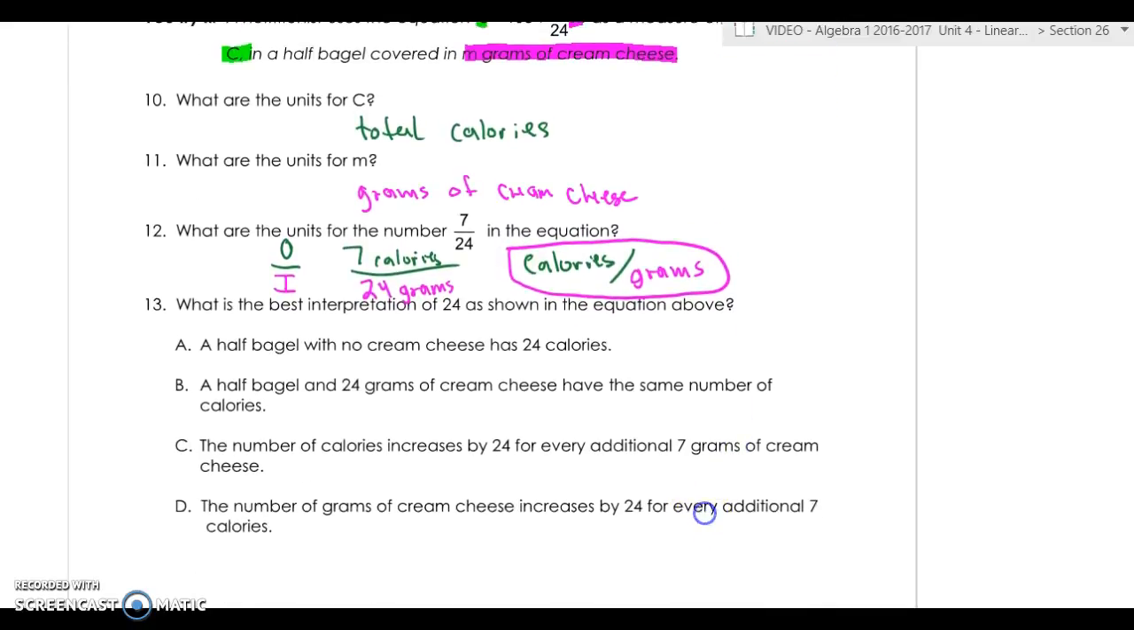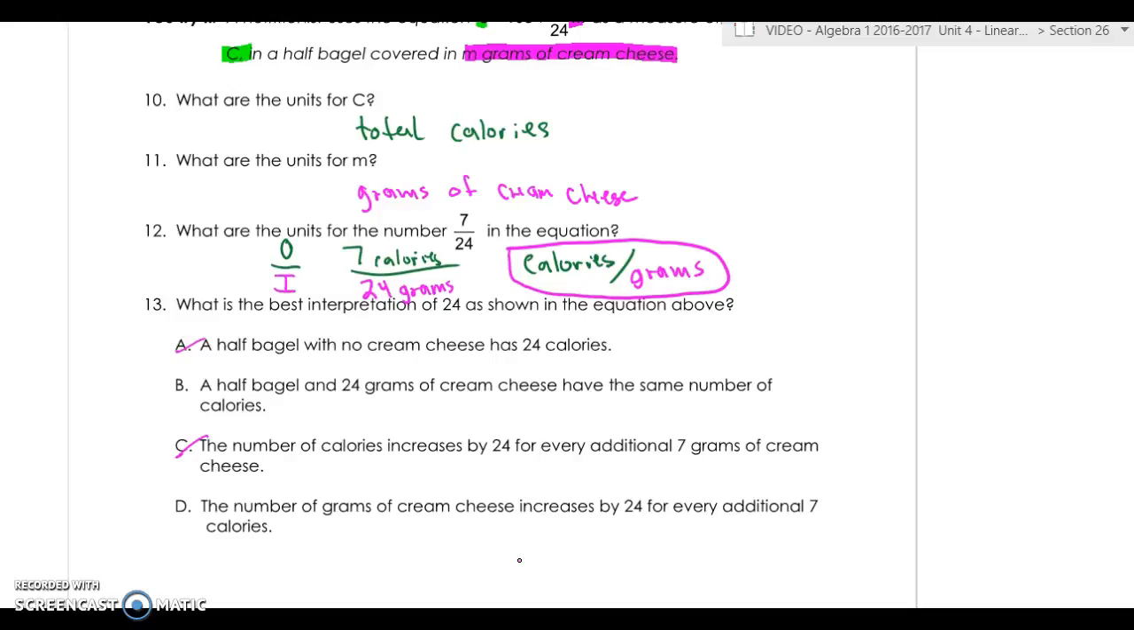So we want to know the best interpretation of 7 over 24 as shown in the equation above. So really I want to focus here on this rate of change, 7 over 24. If we've written it like that, it's 7 calories divided by 24 grams. What I'm looking for are any choices here that have 24 grams mentioned. So that's no, that's 24 calories. The number of calories increased by 24 for each additional 7 grams. No, that's not right. The number of grams of cream cheese increased by 24 for every... Okay, so this is where we're at, between B and D. Both of those mention that there's 24 grams of cream cheese.